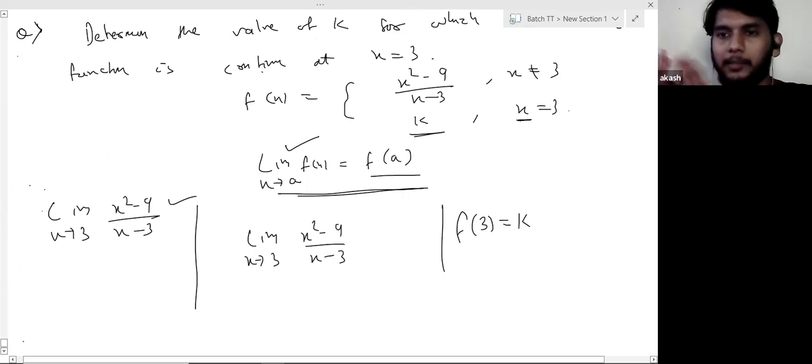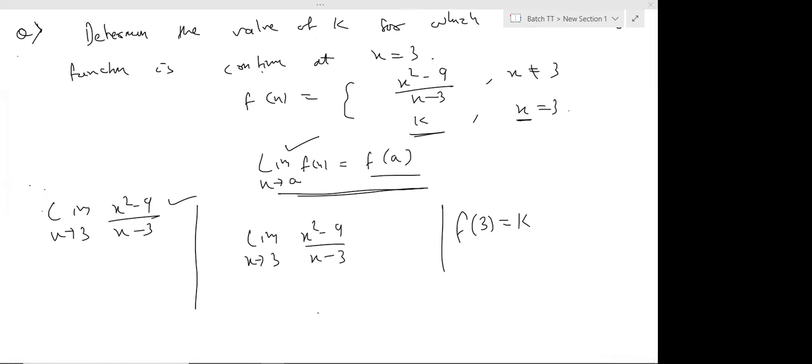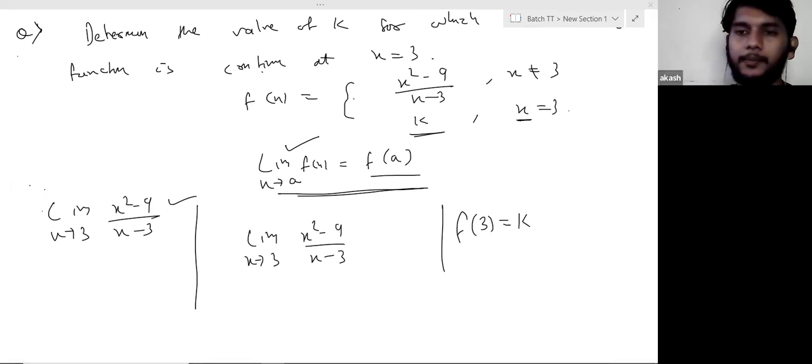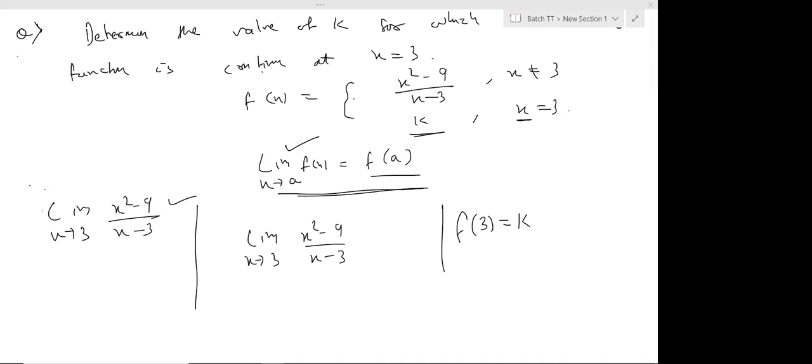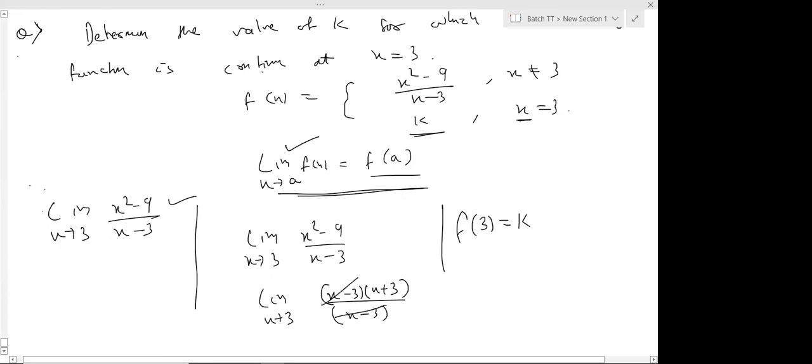Remember limits, when we did limits, everyone? Yes. All right, Zaid, Sahel, this is clear. Yes, sir. So how can we use factorization? Limit x tending to 3, this is x minus 3, x plus 3. Yes or no, Aman? Yes, sir. So this is cancelled.